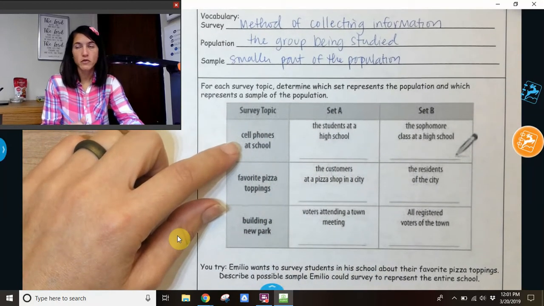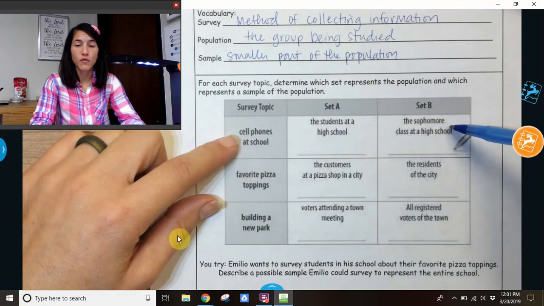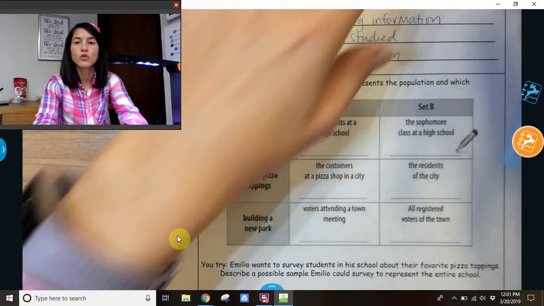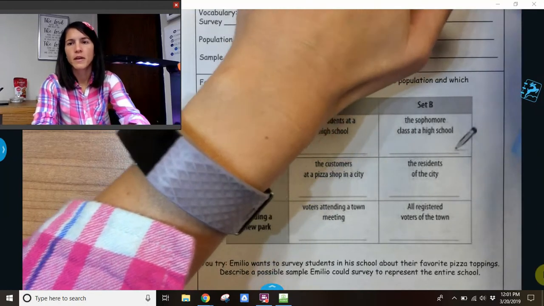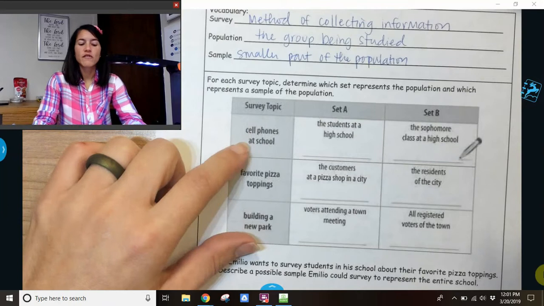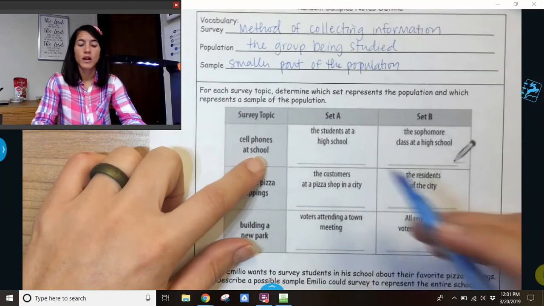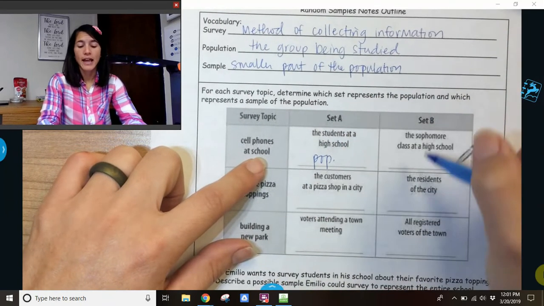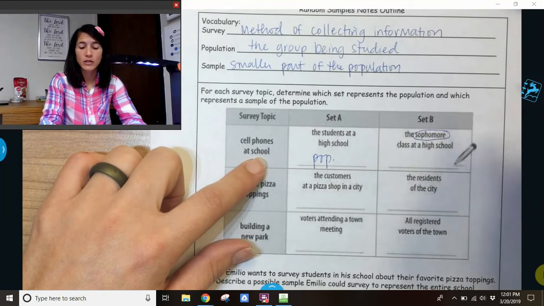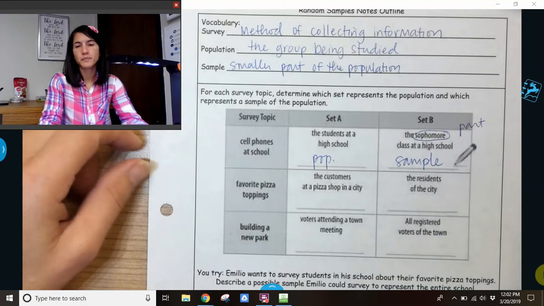Most of you have cell phones. Most of everybody above 14 or 15 has a cell phone. So if we were going to survey a group, the students at a high school or the sophomore class at a high school. So we're trying to survey cell phones, a group. We're trying to study a group, the population, cell phones at school. So the students at a high school would be the population because that's the large group that we're trying to study. And the sophomore class, this is a smaller part of the population, so this would be the sample.